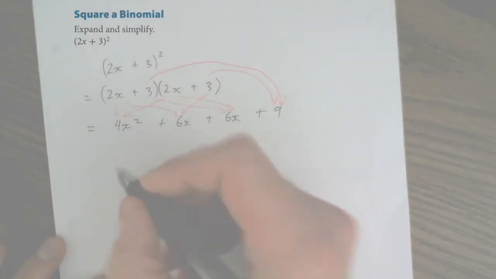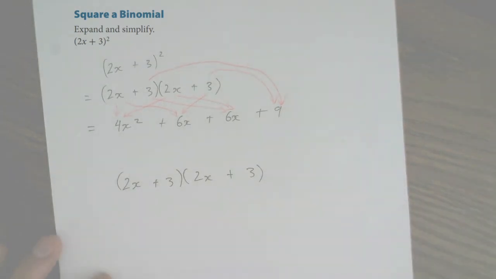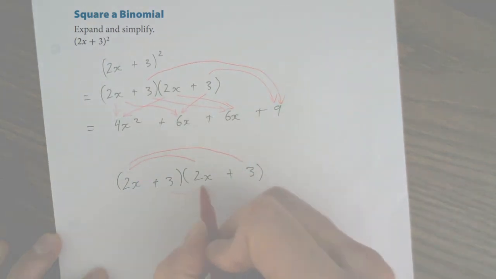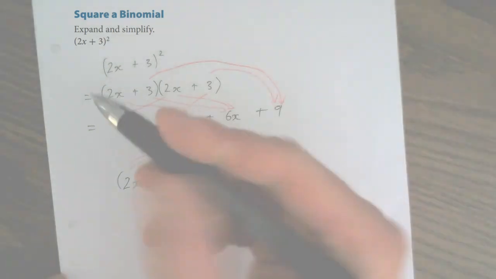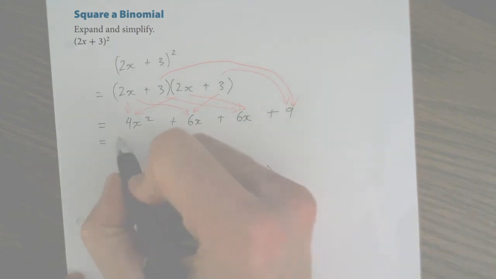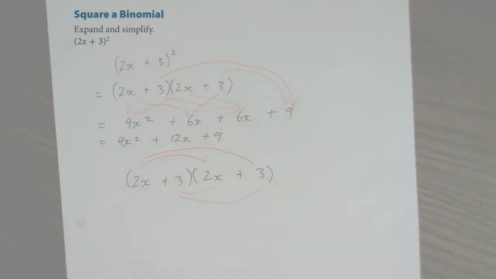Sometimes you may see a diagram that looks like this, and it just lets you keep track of all the multiplications that happen. So there's 4 multiplications. Once you have those 4 terms, you're going to simplify the middle 2 terms. And write your trinomial. Trinomial is an expression with 3 terms in it.